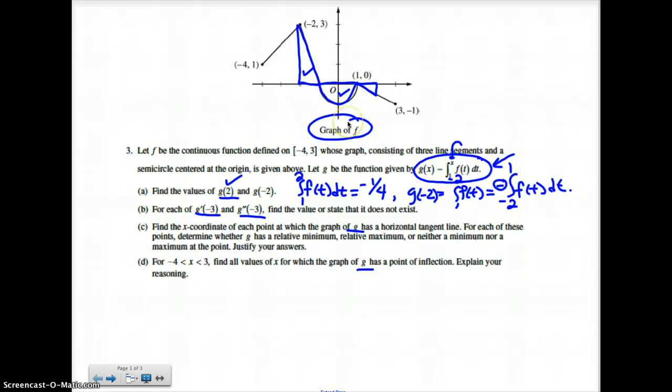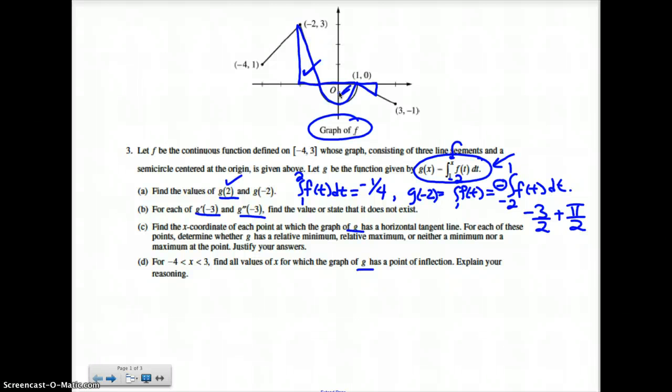When you're all done, you should get a negative 3/2, which makes sense because the area of this one is 3/2, but I'm taking the opposite. And then I would get a plus pi over 2, again because the area of this is negative, but I'm taking the opposite.